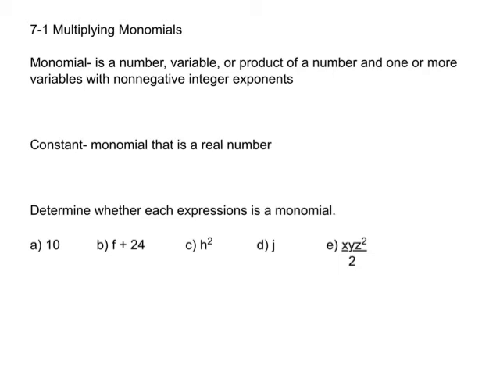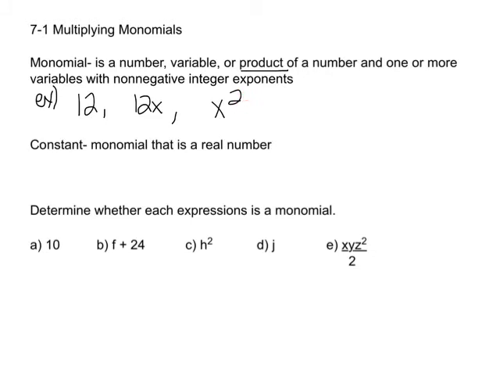So a monomial is a number, variable, or product of a number and one or more variables. And they're non-negative integer exponents. So we're talking about anything that's like a number, like 12, or a variable, where you could have 12x because that's a product, which means multiplication. I could have x squared because my exponent is non-negative, it's positive.